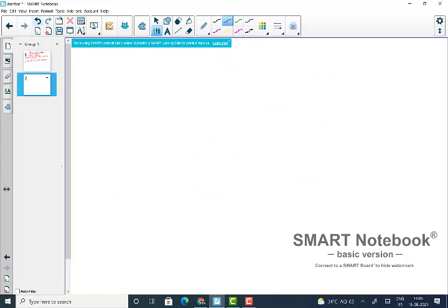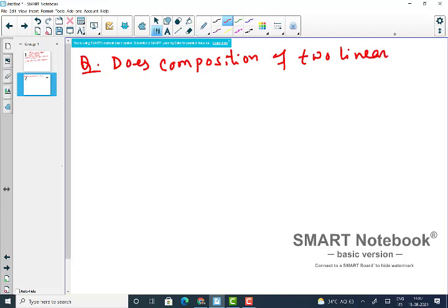Now the natural question is: are compositions also linear maps? If we have two linear maps, you can ask the question: is the composition of two linear maps again linear? So you can ask this natural question, and the answer is yes.